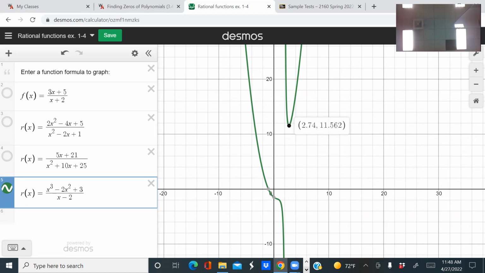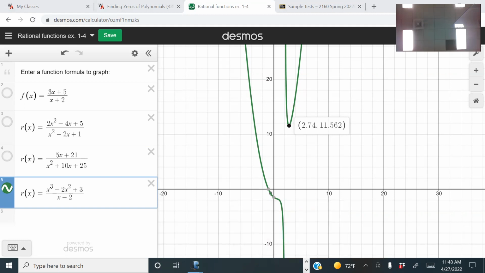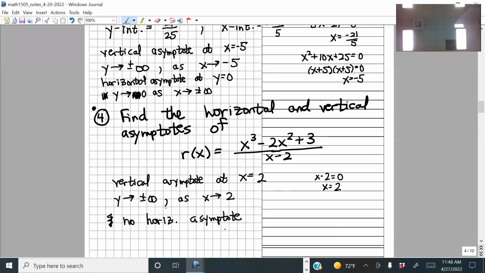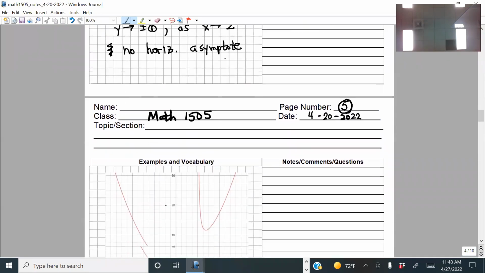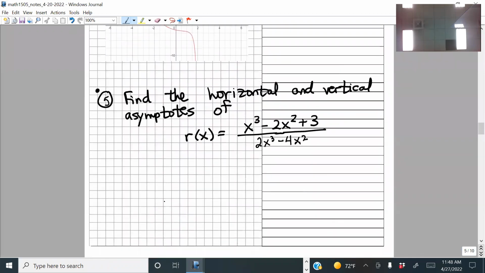All right, let's try another one. This one's a good graph, but not interesting in terms of asymptotes, right? Okay. So I think I have one more here. There's the graph again. Okay, so y'all do this one. So find again the horizontal and vertical asymptotes.